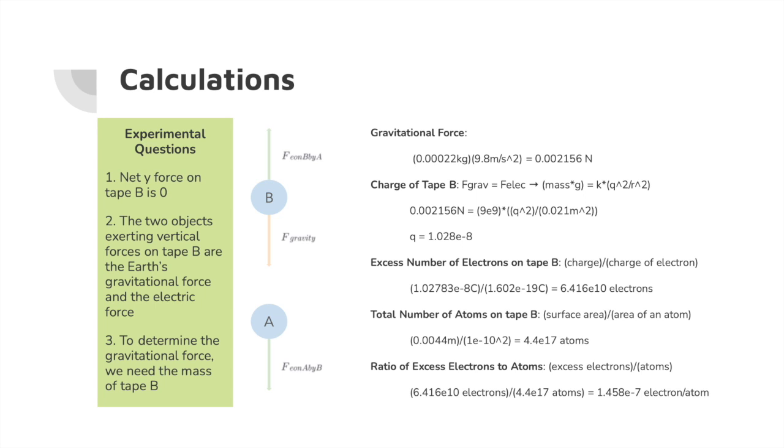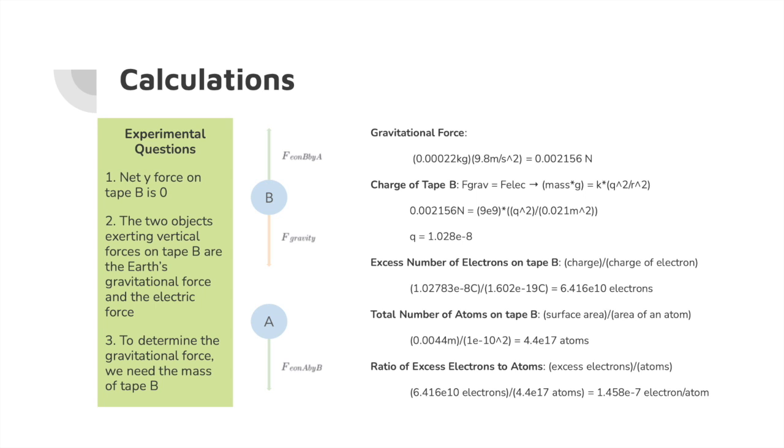From here, we can find the excess number of electrons on tape B by dividing the charge on the tape by the charge of a single electron. This yields an answer of 6.416 times 10 to the 10th electrons. Now, we need to find the total number of atoms on tape B, which can be done by dividing the surface area by the area of an atom. This gives us an answer of 4.4 times 10 to the 17th atoms. Finally, we can use the answers from the previous two calculations to identify the ratio of excess electrons to atoms, which turns out to be 1.458 times 10 to the negative 7 electrons per atom.